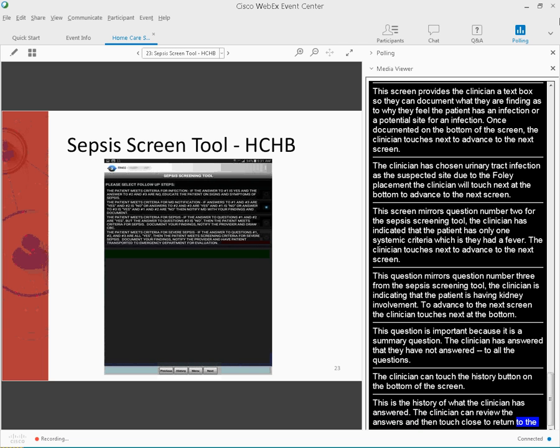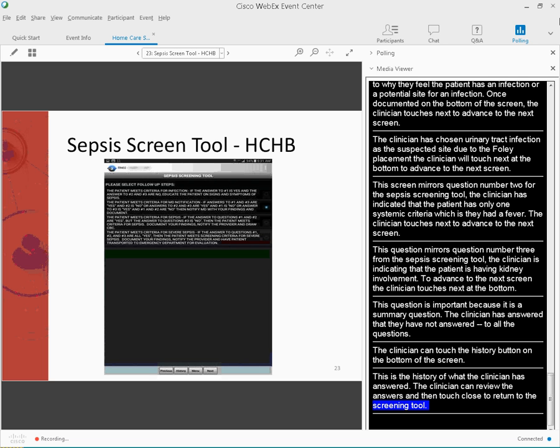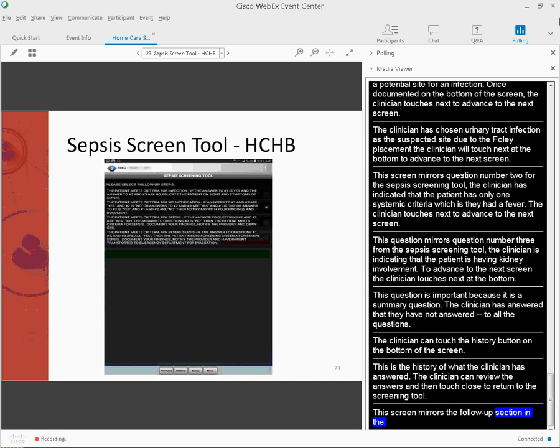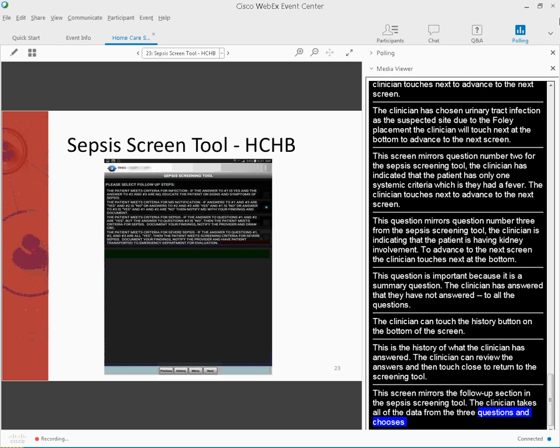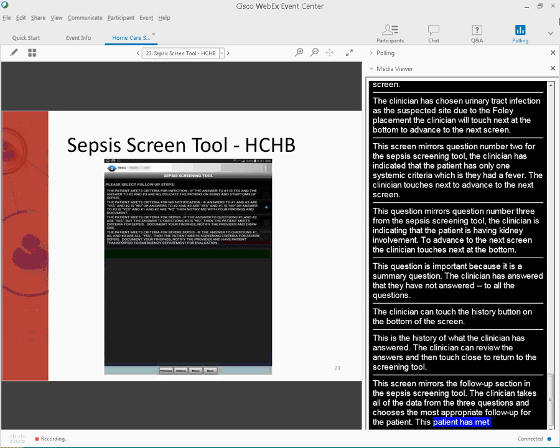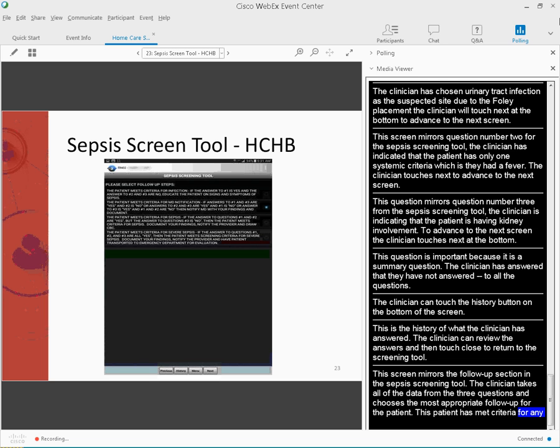This screen mirrors the follow-up section in the sepsis screen tool. The clinician takes all of the data from the 3 questions and chooses the most appropriate follow-up for the patient. This patient has met criteria for MD notification. The clinician will then touch next to advance to the next screen.